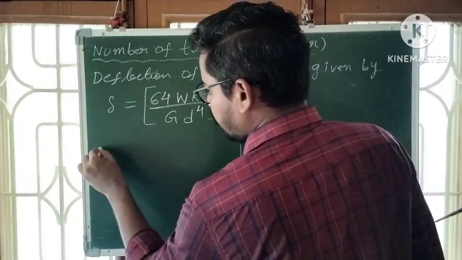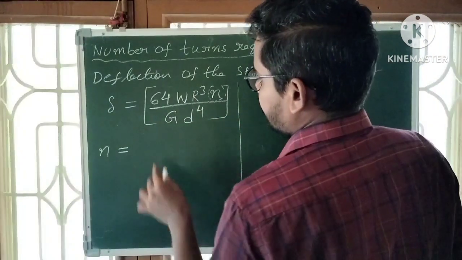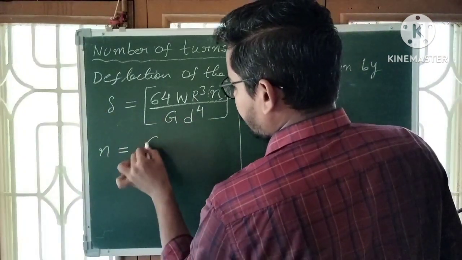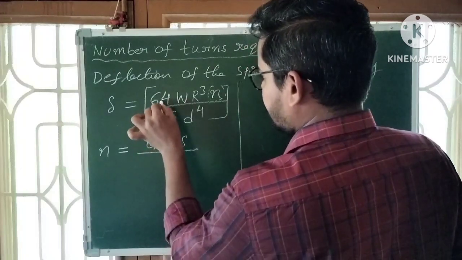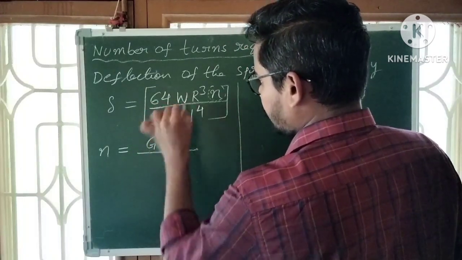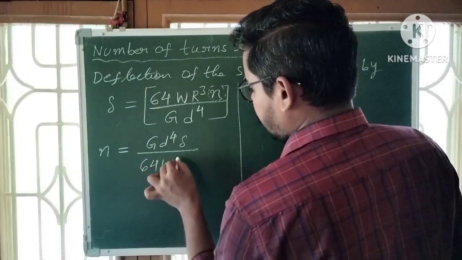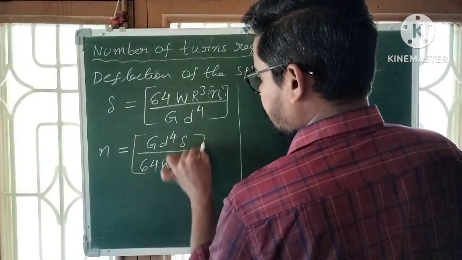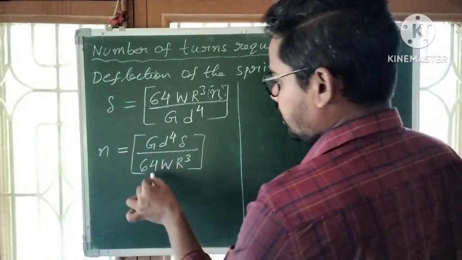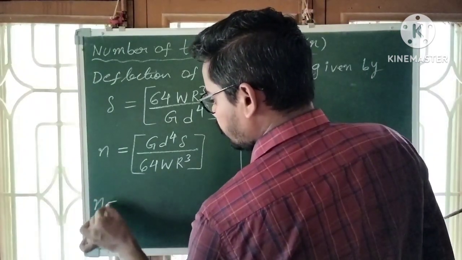We need n. So we can rewrite this formula by transposing G d power 4. You will get G d power 4 into delta by 64 W R cube. Transpose 64 W R cube, it goes to the denominator. So we can write n as G d power 4 delta by 64 W R cube. Now substitute all the values.